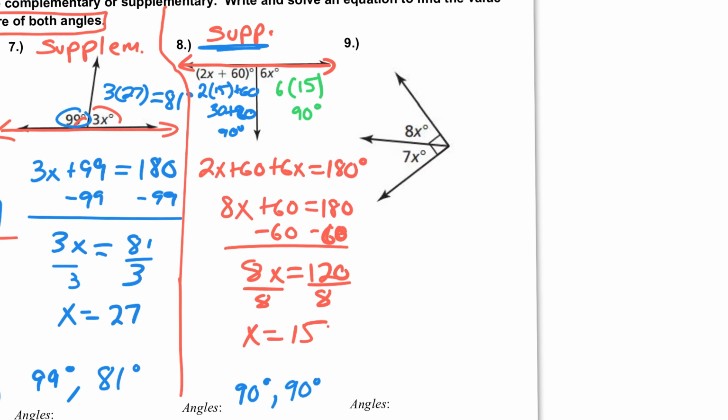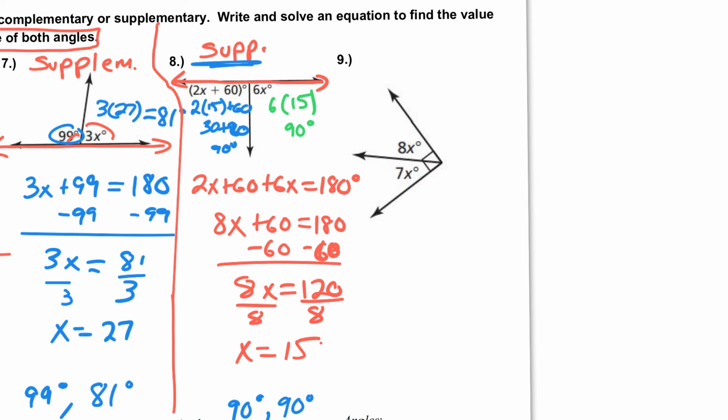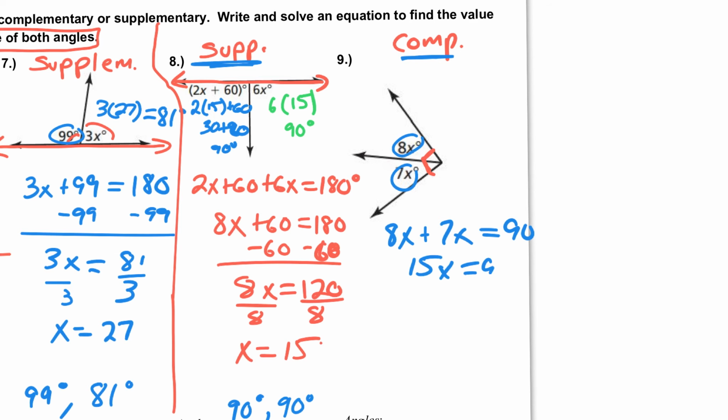Okay, number 9. Whenever we see this box here, that right angle measure, it means that they are complementary. And by definition, complementary means they add up to 90 degrees. So we're going to add these angles up: 8x plus 7x. And since it's complementary, it's going to equal 90 degrees. All right, let's combine like terms here on the left-hand side. We get 15x is equal to 90 degrees. And if we divide both sides by 15, 90 divided by 15 is 6. So x is going to equal 6 here.